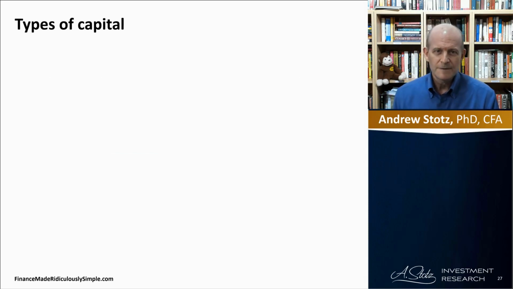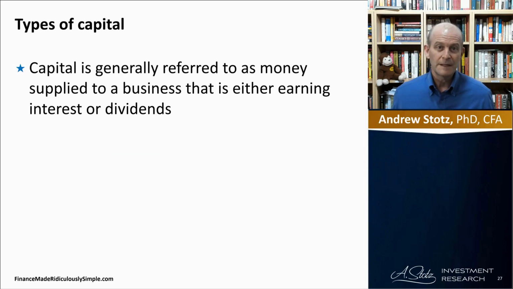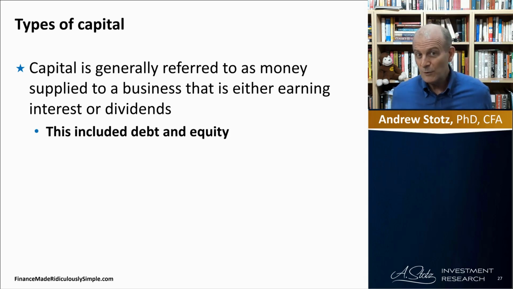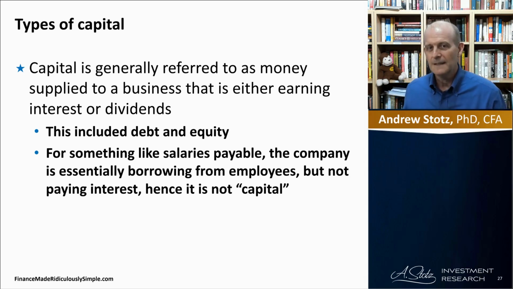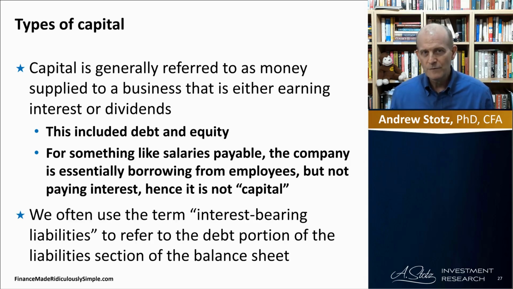Well, let's look at the types of capital. Capital is generally referred to as money supplied to a business that's either earning interest or dividend. So that includes both debt and equity, and we call that capital. Now, for something like salaries payable, the company is essentially borrowing from employees, but not paying interest. Hence, it's not capital. Capital is something that demands interest or dividends in the case of equity. Now, we often use the term interest-bearing liabilities to refer to the debt portion of the liabilities section of the balance sheet. So the question you have to ask yourself is, is this an interest-bearing liability or not?